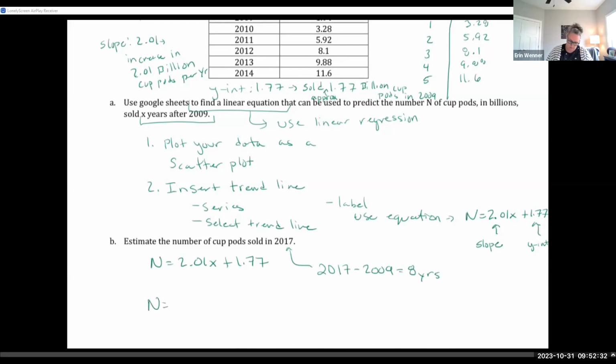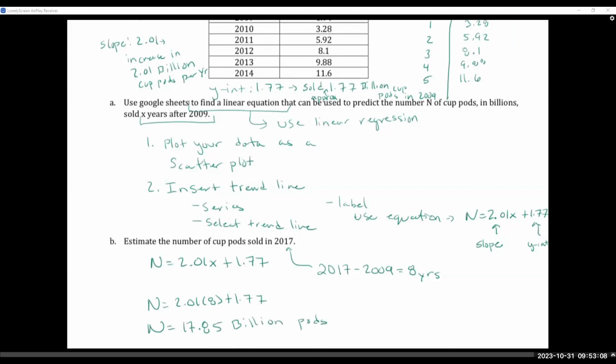Oops, this is kind of messy. 2.01 times 8 plus 1.77. And I personally, when I plug this in, I get 17.85 billion pods. But one of the common answers I was getting was also 17.63. So if you sent that answer, because it's close, what was your calculation?